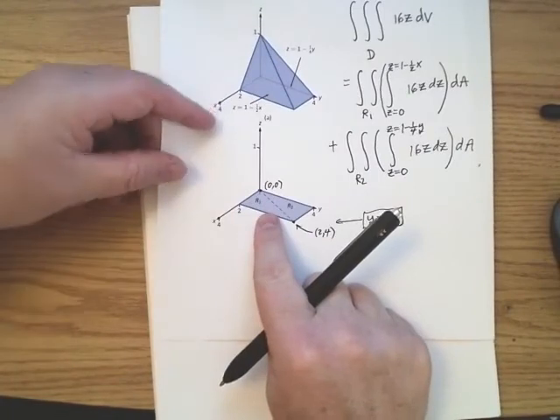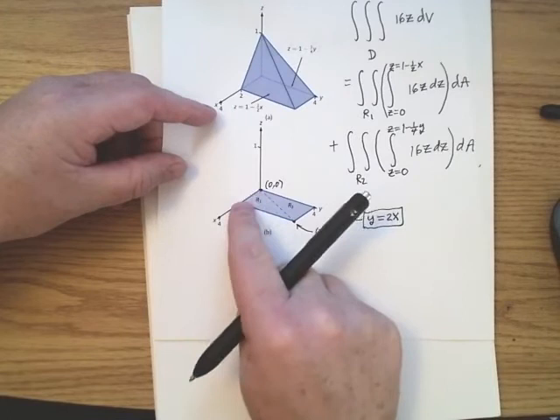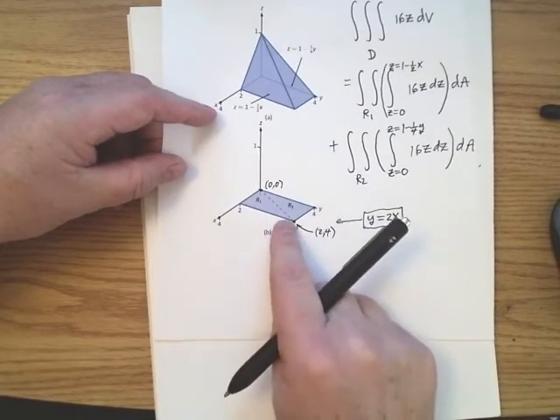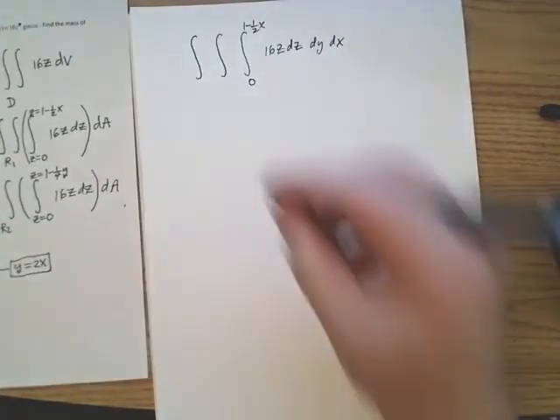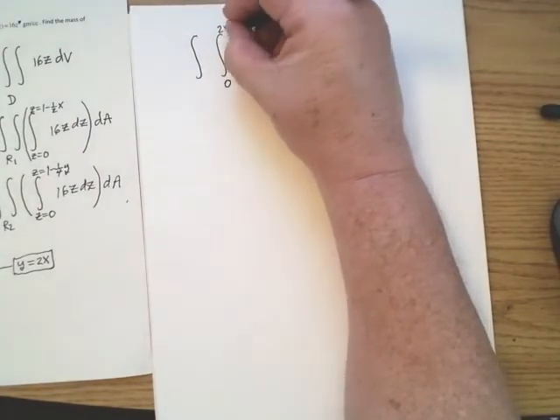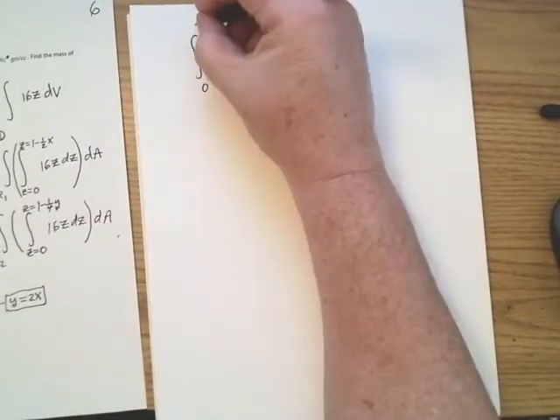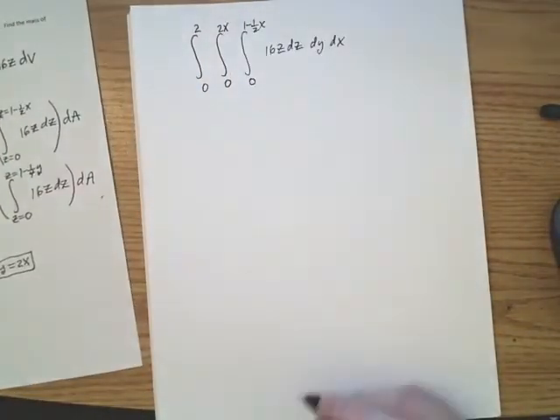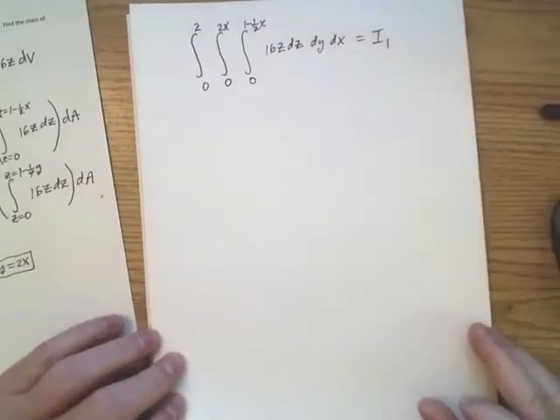Now where is y going from and to in R1? Well, R1 is a triangle, right? It has a boundary being the x-axis. The upper boundary for y is this line, so in terms of x, that would be going from y equals 0 to y equals 2x. Now, where is x going from and to here? It's going from 0 to 2. So that's my first integral. Maybe I'll give that a name. I'll call it I1. It might be convenient later.